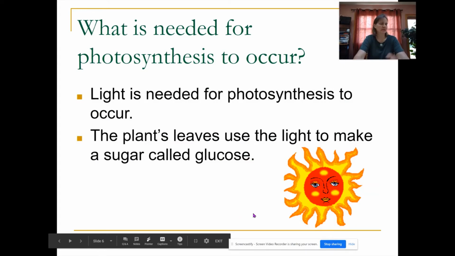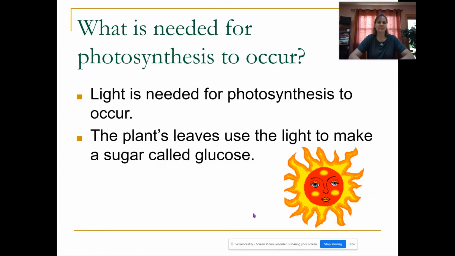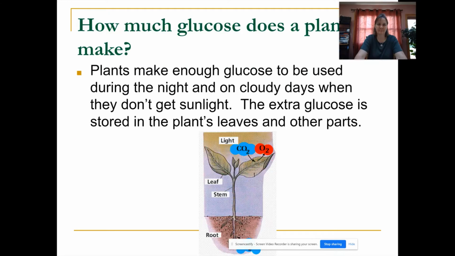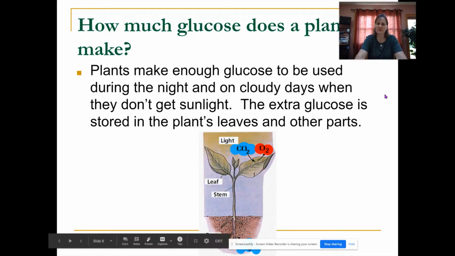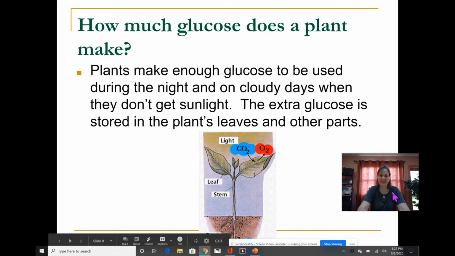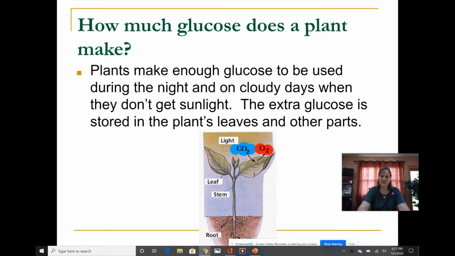So the previous slide, which as I said was a little bit advanced, we talk about what is needed. Well, we need light. So that's where the sun comes in. Plants' leaves use that light to make sugar called glucose. Now, nothing's underlined on this page, so you don't need to copy anything. Okay. So how much glucose does a plant need? I'm going to move this back down again. Well, plants make enough glucose to be used during the night or on cloudy days. Imagine that. Okay. That extra glucose is stored in the plant's leaves and other parts.